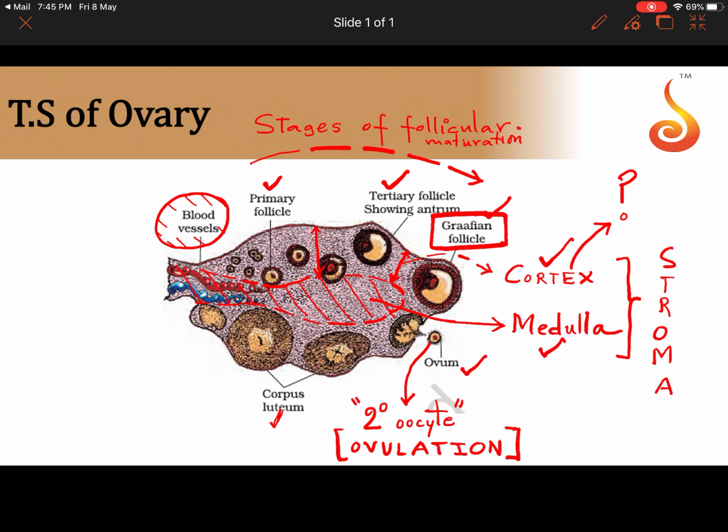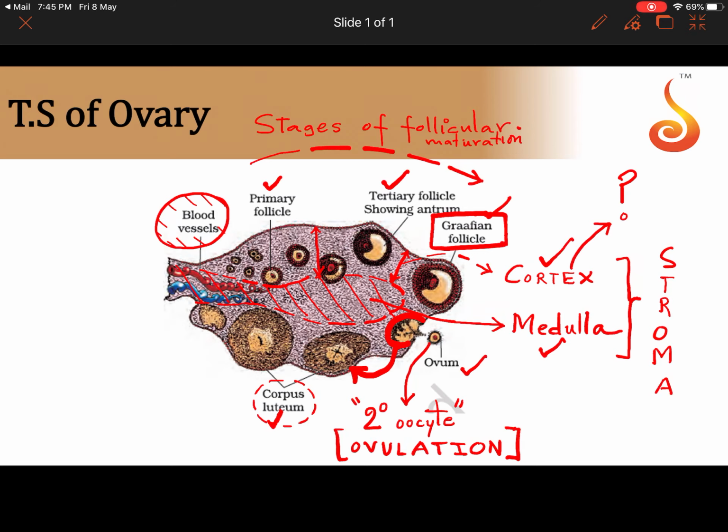Alright, and then after the rupture of the Graafian follicle, notice how the remaining parts of the ruptured Graafian follicle will transform into these yellow colored structures which are referred to as the corpus luteum, which ensures that there is continued production of a hormone called progesterone.